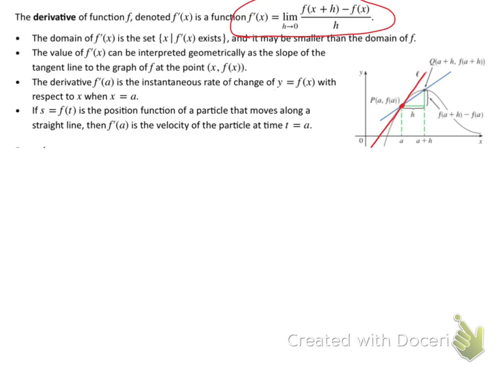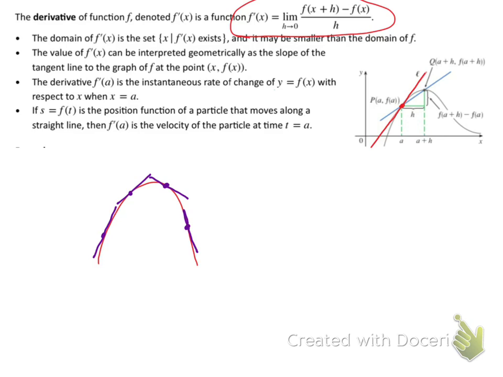The tangent line is the line that only touches the graph once. So for example, if you have a parabola, then this is a tangent line, and another tangent line, and another tangent line. The line only touches the graph once. This is not a tangent line because it touches the graph twice. So all those purple lines are tangent lines.